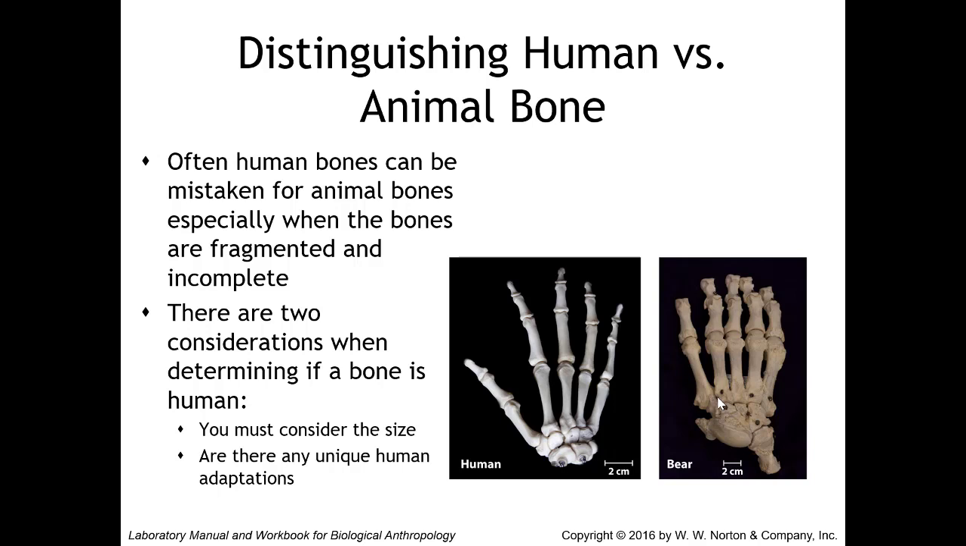So there we go. So that's the first step: determine what is human and what is animal. The second step is to determine the minimum number of individuals.